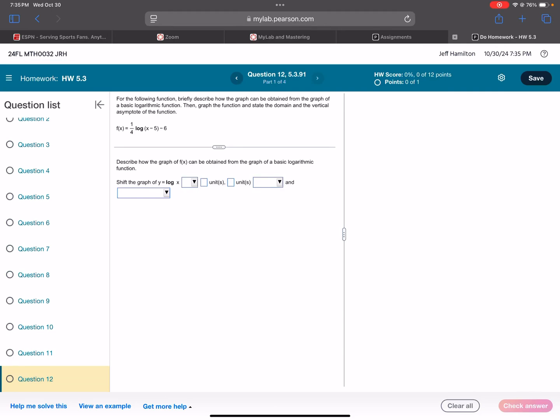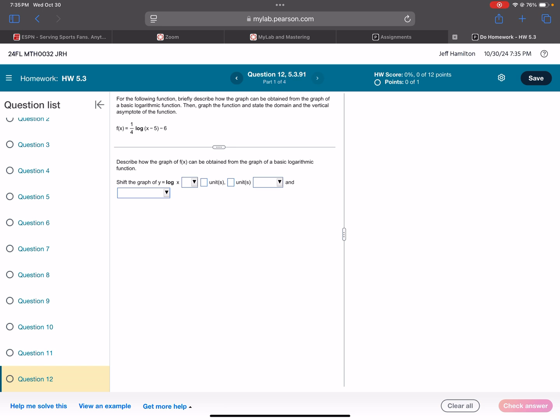All right, in this question, you're asked to describe the transformation and then graph it. So the A value is 1/4, and so that'll be a vertical shrink. And then the x in the brackets, there, x minus 5, the 5 will move to the right 5, and the minus 6 on the outside will move it down.